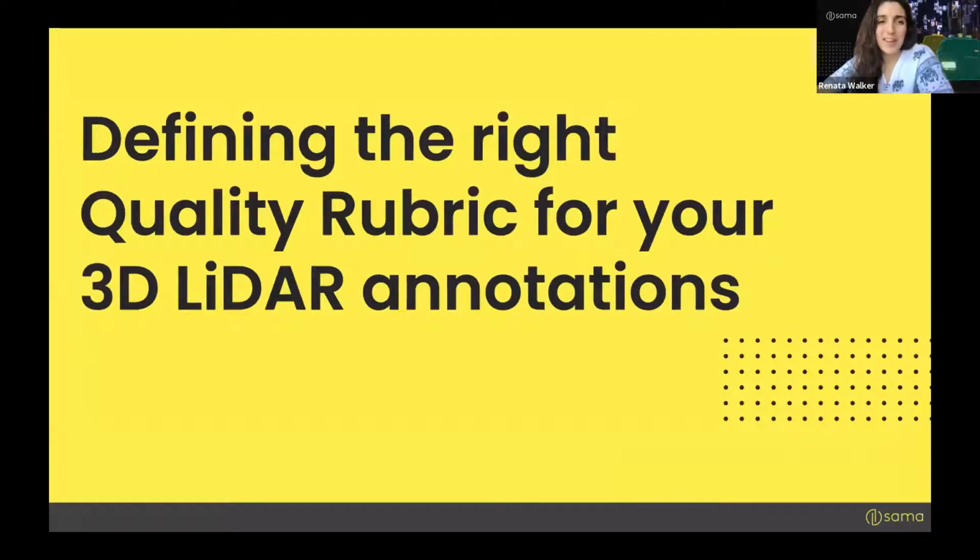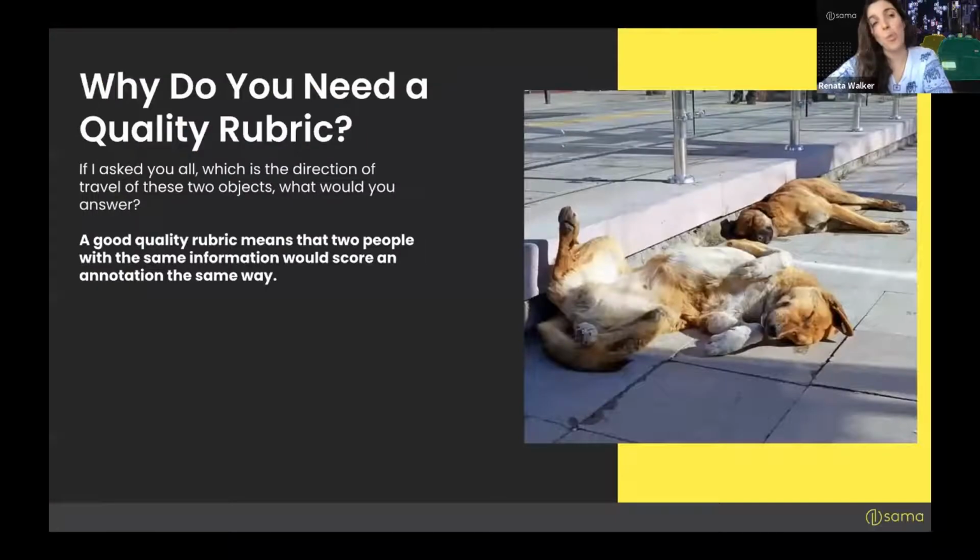So let's talk about defining the right quality rubric for your 3D LiDAR annotations. As I mentioned before, I'm going to be focusing on 3D LiDAR, but this also applies to 2D image or video annotations, so make sure to pay attention if you're also working on those types of annotations. Why do you need a quality rubric? Well, let's say I give you the task of annotating this image, and I'm asking you, what is the direction of travel of these two objects? What would you answer? Do you think it goes up, down, round?